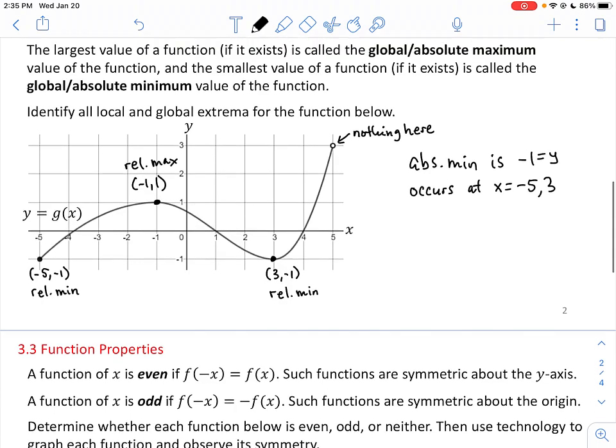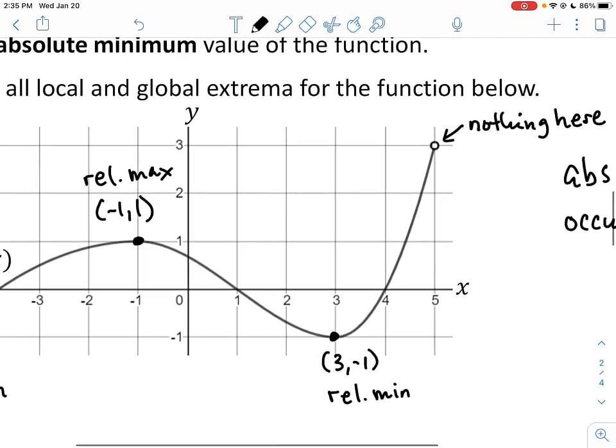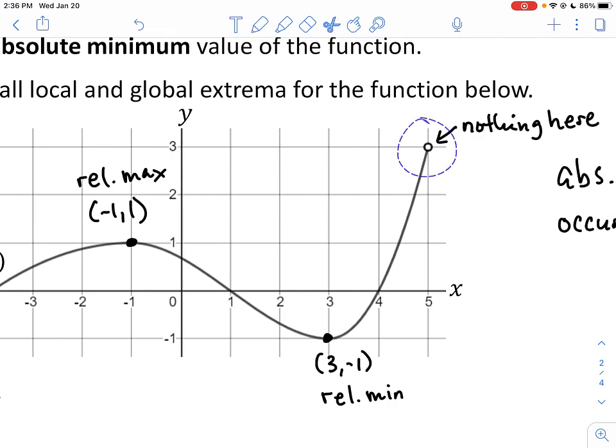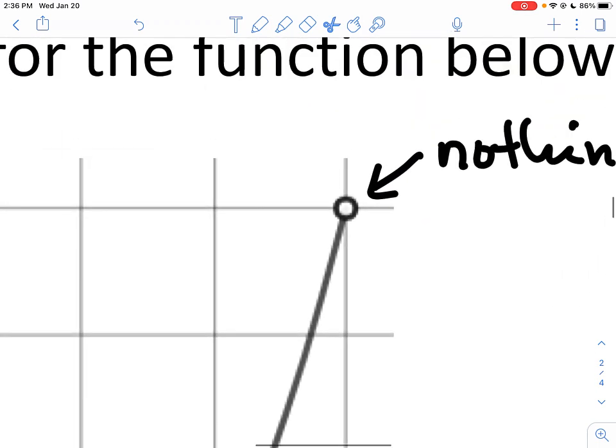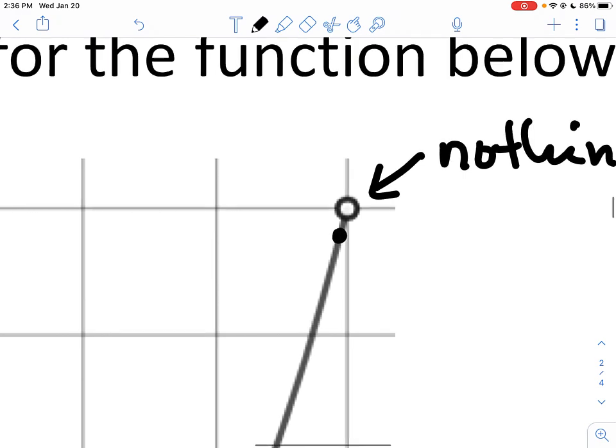And the absolute max, what's the point on this graph that is the highest point of the entire graph? Well, if this was solid up here, then that would be the highest point of the graph, but it's not solid. So then you might say zoom in and pick the point that's just below it. But if you keep zooming in, whatever point you say, you're going to be able to find one that's higher.